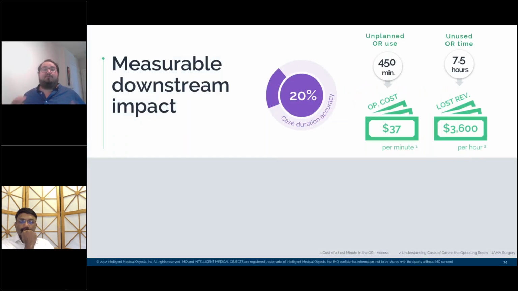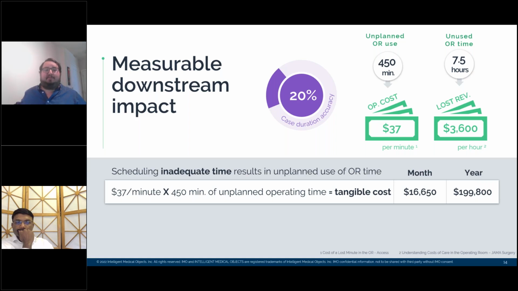So this can have a direct effect on the financials of an OR system. In the situation before breaking down the term lymphadenectomy, we had a case duration accuracy of 20%. We had unplanned OR use of 450 minutes. Scheduling inadequate time results in unplanned use of OR time, and at 37 dollars a minute, 450 minutes comes out to $16,000 a month, or almost $200,000 a year.